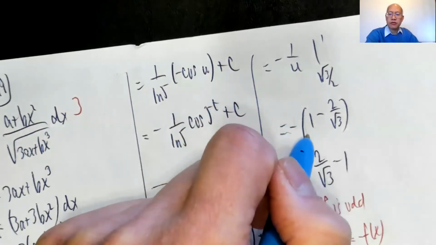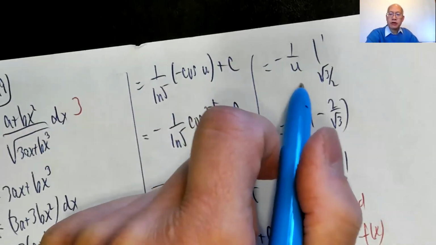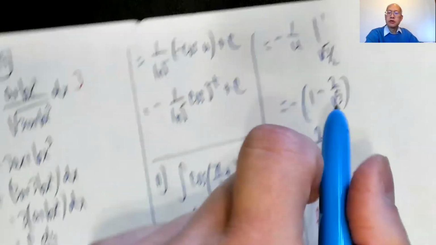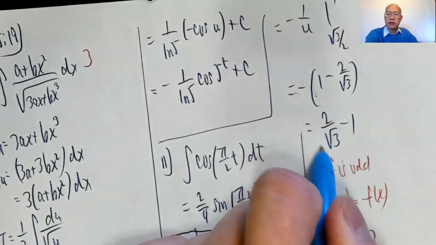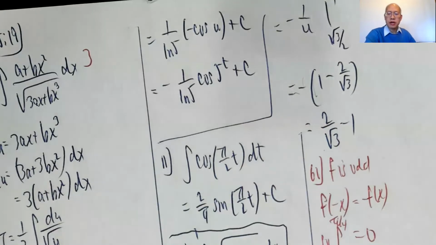So the opposite of plug in 1, you get 1. Plug in radical 3 over 2, the reciprocal is 2 over radical 3. And just distribute the minus. So 2 over radical 3 minus 1.